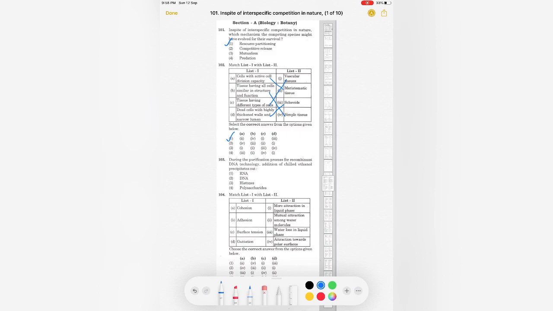Then question number 103 is a direct question. During the purification process for recombinant DNA technology, addition of chilled ethanol precipitates out. The answer is 2. DNA is precipitated.